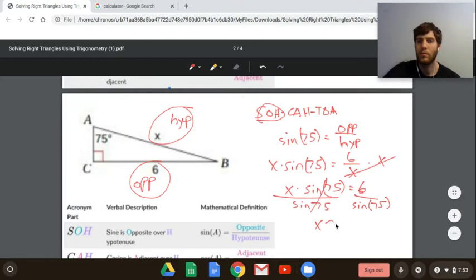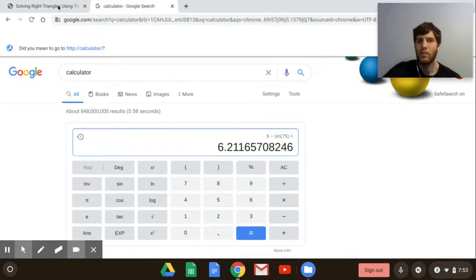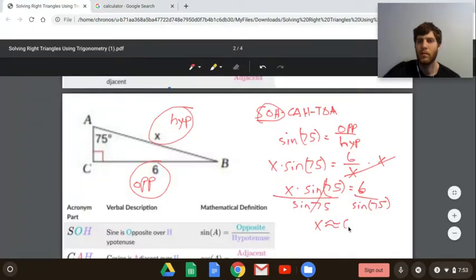So it's going to be approximately, right? Approximately, what was it? 6.21. 6.21. Okay. And just as a reminder, remember the hypotenuse is the longest side, so it makes sense that this one would be a little longer than one of the legs here. Okay.